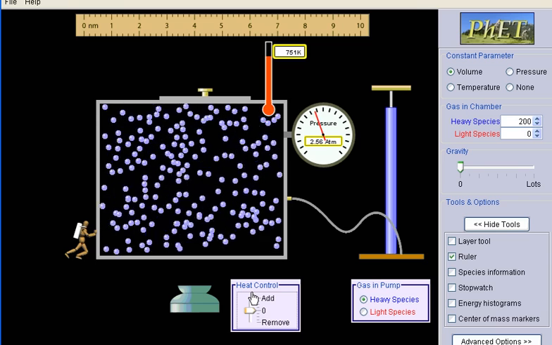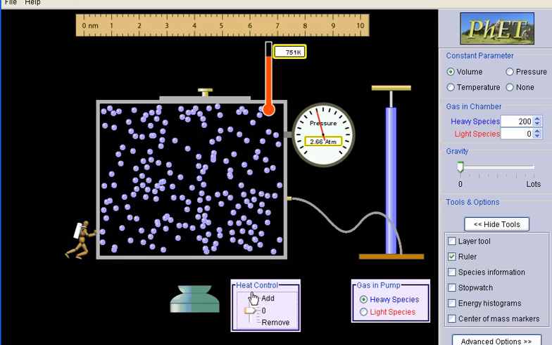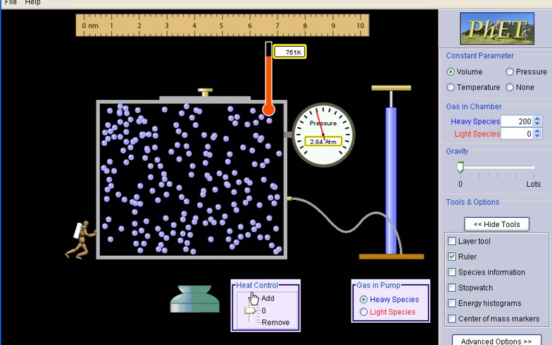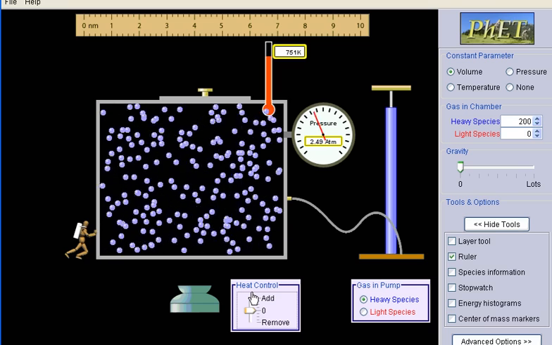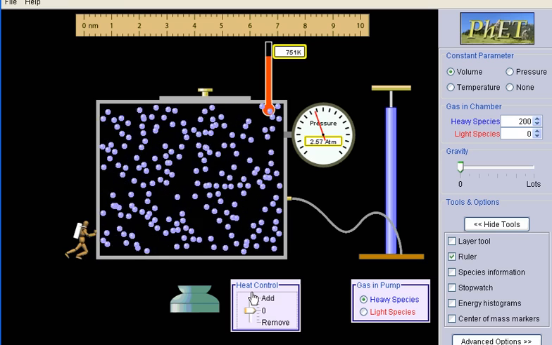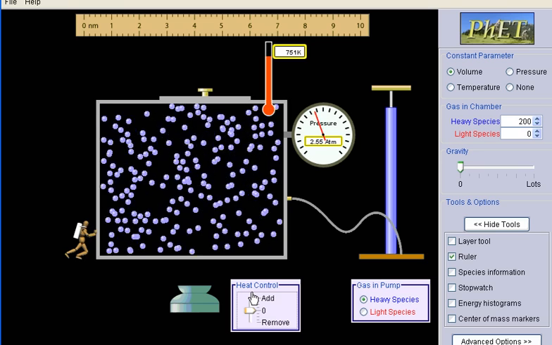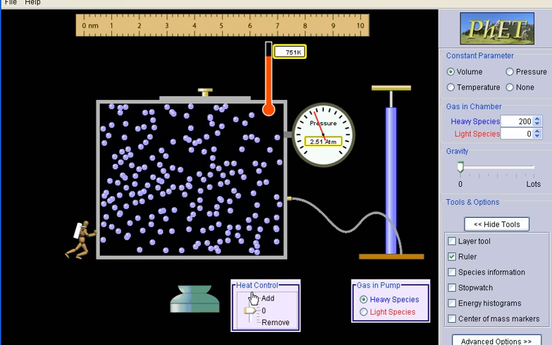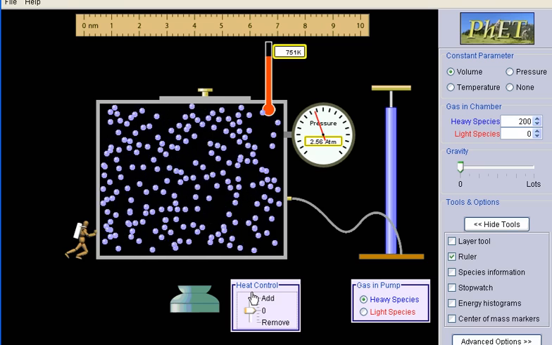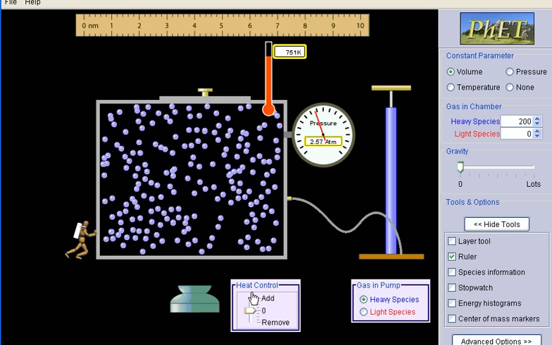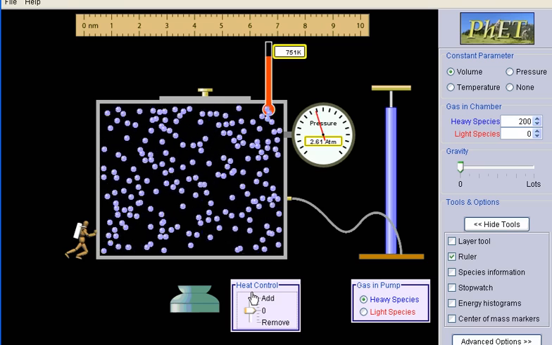We have 2.6 atmospheres for 751 Kelvin. Now you're going to do more of those. You're going to do, you remember, 1 to 200, 2 to 300, 3 to 400, and then 4 to 500, 5 to 600. Okay, because you're going to get 300 off the bat. All right.